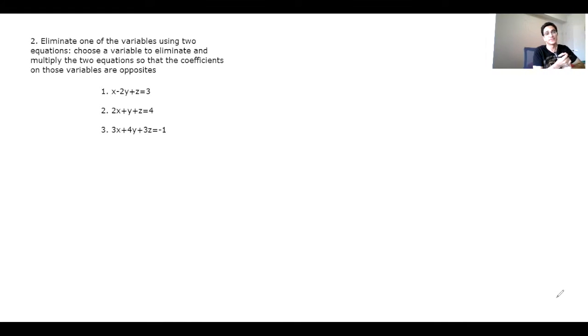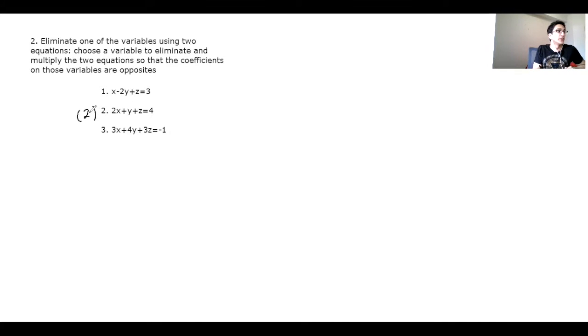So the second step is arguably the most important step in this whole process. At least that's what I think, because if you understand this step, then the rest of the question will come a lot easier. So the second step asks us to eliminate one of the variables using 2 equations. So that means to choose a variable to eliminate and then multiply the 2 equations so that the coefficients on those variables are opposites. So again, very similar to what we did with the 2-equation, 2-variable system in the review that I just solved. So just by looking at this, I actually noticed that I can multiply this second equation by 2. And once again, I can actually eliminate the y's because I have negative 2y.